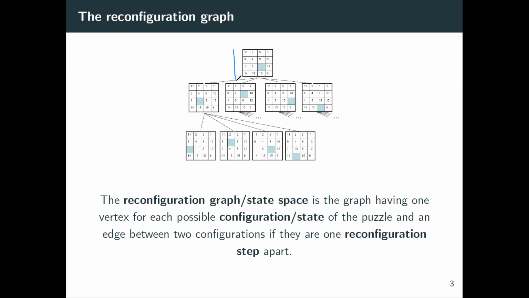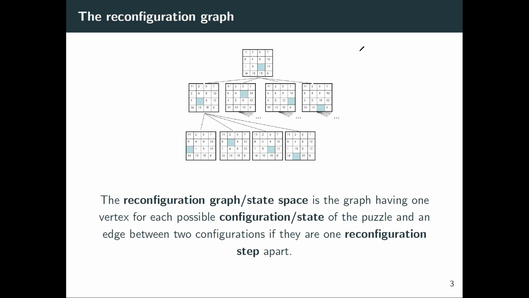So if you look at the top node here in this graph, there are 4 possibilities that you can do in one move, which we call a reconfiguration step, which is you can move 9 into the empty square, you can move 3 into the empty square, 12 or 15. And that gives us basically 4 neighbors of that vertex in the graph. Okay, and we call this whole graph the reconfiguration graph, or the state space, if you're more comfortable thinking about states, the states of the game.